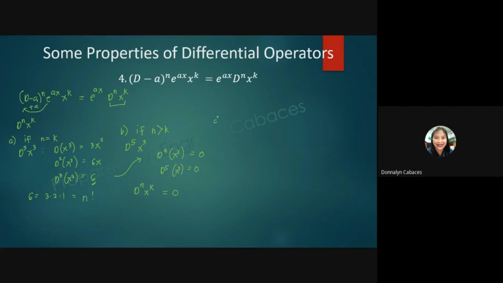And the third case is what if n is less than k? Say, for example, what is the third derivative of x to the fifth? So the first derivative of x to the fifth is 5x to the fourth. The second derivative of x to the fifth is 20x cubed. And the third derivative of x to the fifth is 60x squared.